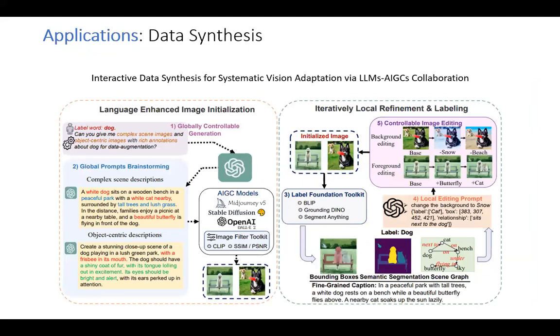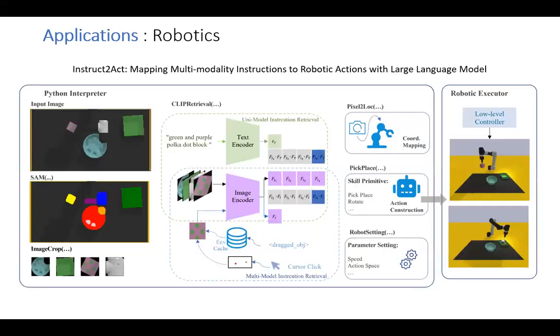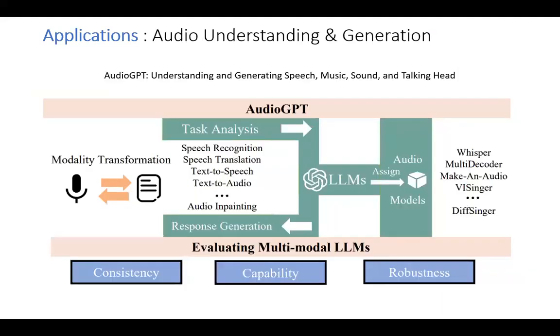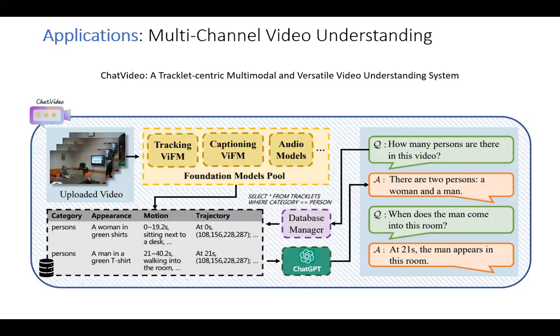Like what has been mentioned by Zhengyuan in his part, we can compose image synthesis tools with object-level, pixel-level, or image-level understanding tools, and have a data synthesis pipeline to provide diverse annotations on synthesized images. And when composing the large language model with robotic executors, one can enable robotic actions based on multimodal instructions. And when training a pool of audio models with a large language model, AudioGPT can understand and generate speech, music, sound, and talking heads. And with tracking, captioning, and audio understanding models, ChatVideo enables ChatGPT to understand multi-channel videos.